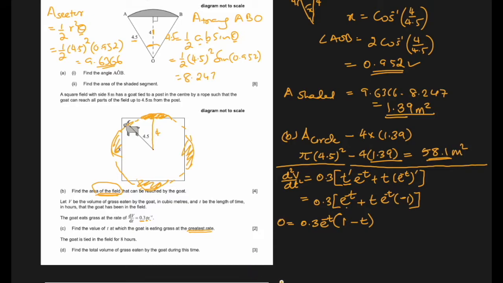For the greatest, d square V over dt square has to be equal to 0, because we're talking about the rate, greatest rate, not the greatest amount of volume of grass it is eating. So either 0.3 e to the power minus t equals 0, or 1 minus t equals 0. 0.3 cannot be 0, and e to the power minus t can never be 0, because e is a constant and that constant's power will never give you a 0. Exponential is never 0, so this answer is rejected. It won't give us anything. This gives us t equal to 1 second. The question was, find the value of t at which the goat is eating grass at the greatest rate. When it started eating, 1 second after that, it was eating at the fastest rate.